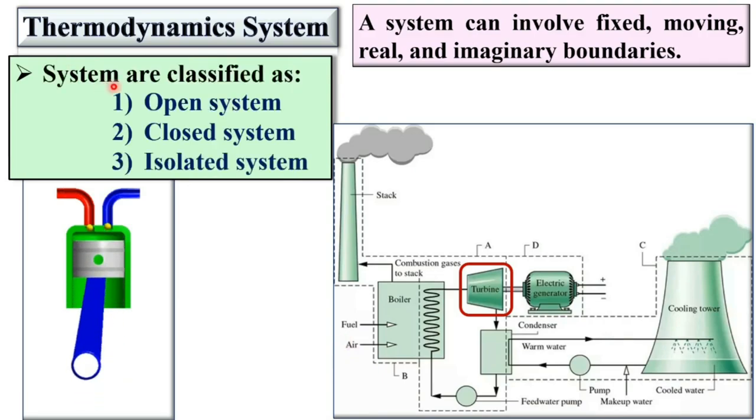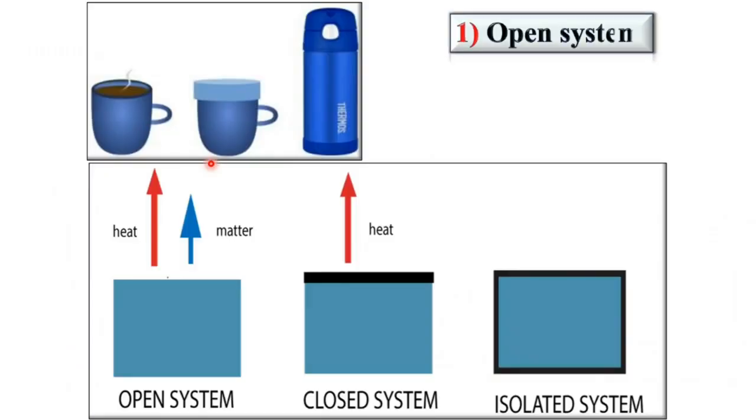Basically, systems are classified as open system, closed system and isolated system. So let's see briefly, one by one, all these three types of system. Here, look at this figure. This is an example of the open system, and here you can say this is also an open system. Very simple, in symbolic notation you can understand that in the open system heat as well as matter, or mass, can be transferred from the system to the surroundings or vice versa, from the surroundings to the system.